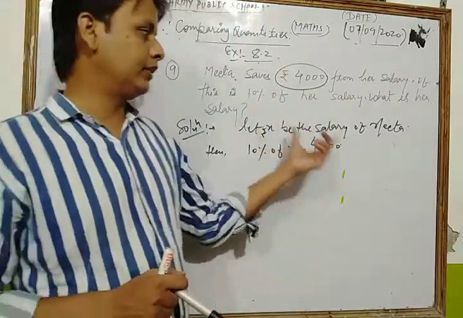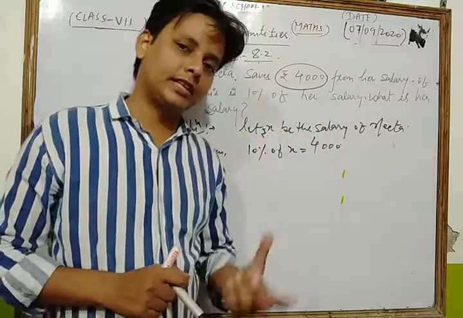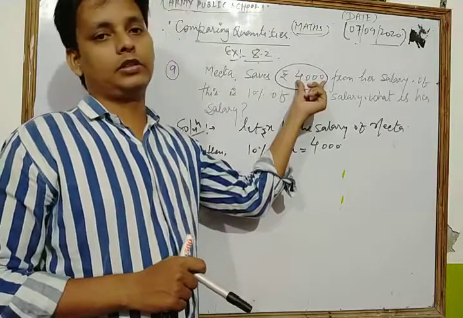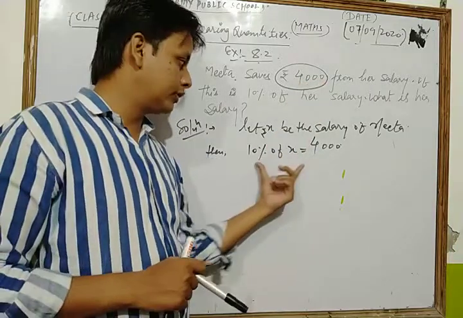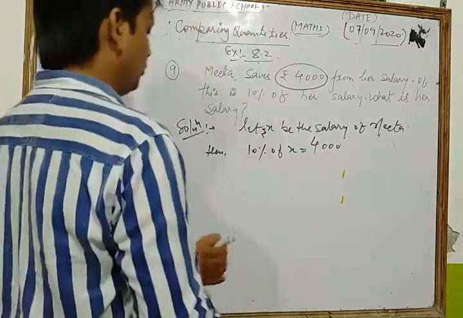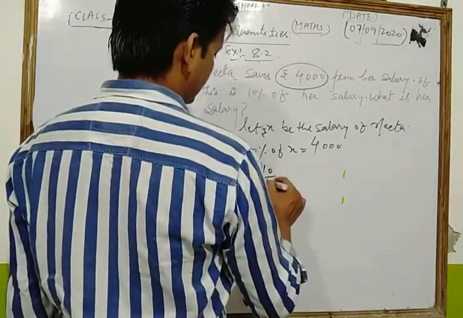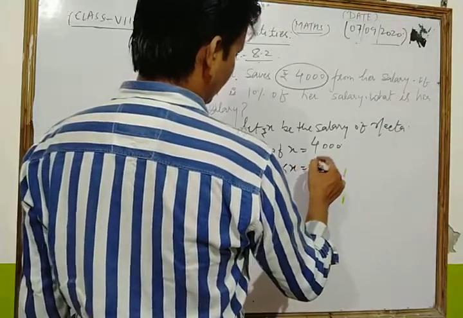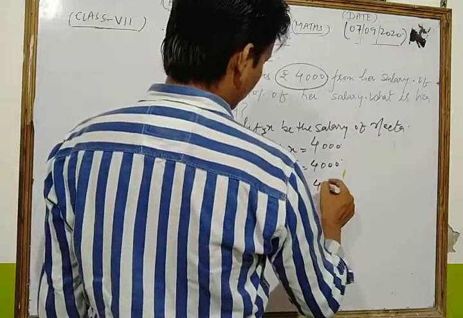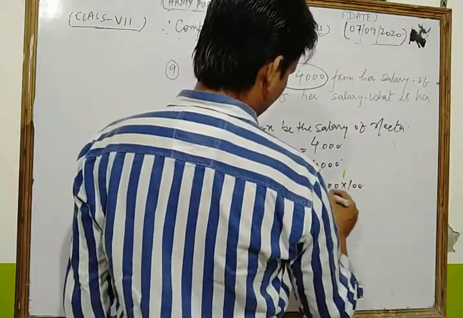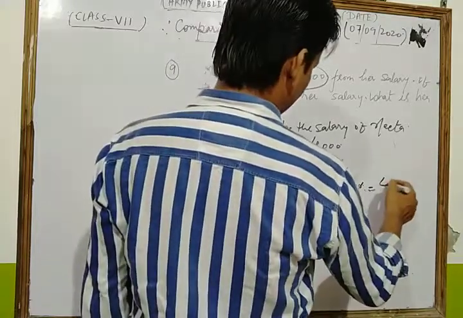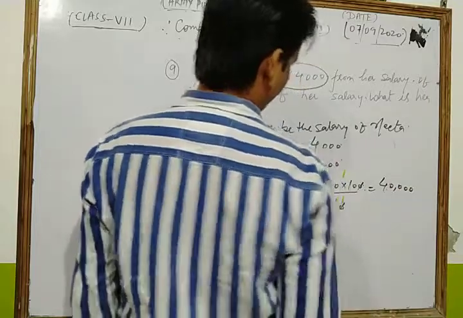Let us consider rupees x as her salary. Then 10% of x is equal to the saving amount, that is 4,000. Now we solve that condition and hence we find her salary. 10% we can write as 10 by 100 into x is equal to 4,000. Now we get x is equal to 4,000 into 100 upon 10. The 1 0 and 1 0 cancel each other. We can write 40, 1 2 3, 40,000 rupees.